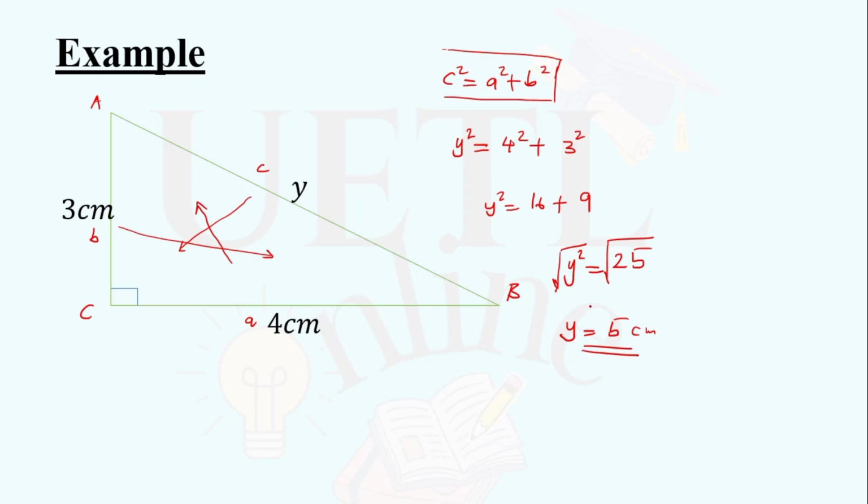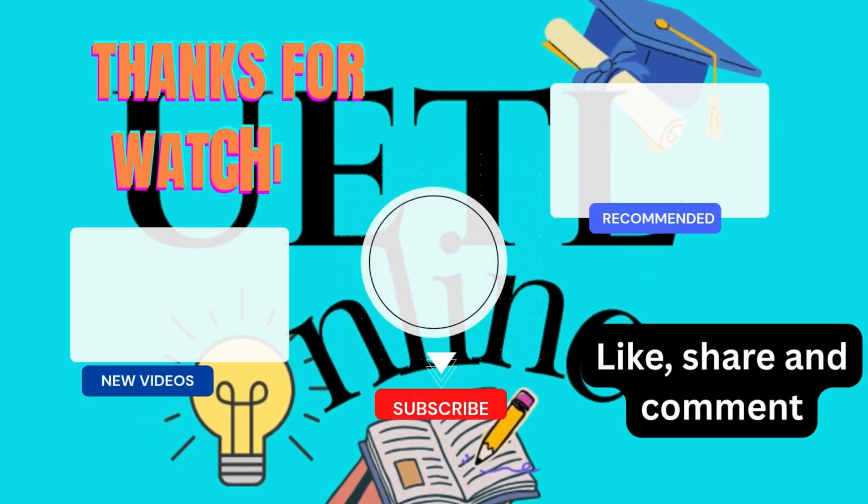Okay, so this is how we do it. We just label our sides, then substitute like this, and after that you can simply solve it. When you see there's a y squared here, what you have to do is just put a root here and solve the answer. Now we can substitute that y is equal to 5 centimeters. So that was it on Pythagoras theorem.